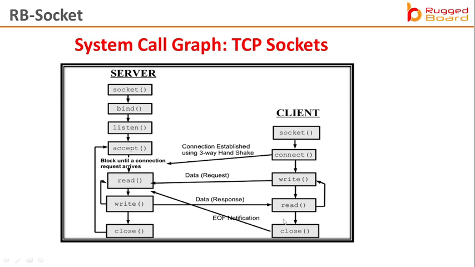Then the client reads the data, and after the end, when the client closes, it sends an end-of-transmission notification to the server. When the server reads that, it closes and goes back to accept. So this is the way communication between the server and the client happens. If you're not able to understand, you can repeat this explanation again and again, and you will be able to get more information from it.